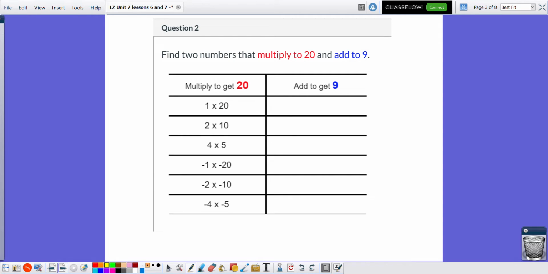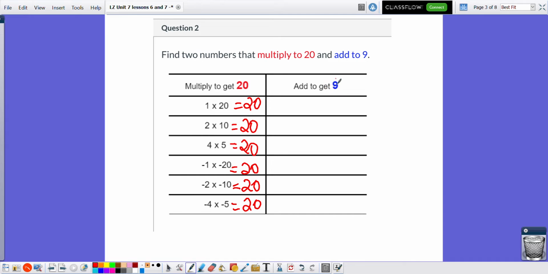Find two numbers that multiply to 20 and add to 9. So here we have 1 times 20 is 20. 2 times 10 is 20. 4 times 5 is 20. But we also know that when you multiply two negative numbers, you also get a positive number. So negative 1 times negative 20 is 20. Negative 2 times negative 10 is also positive 20. Negative 5 times negative 4 is also positive 20.